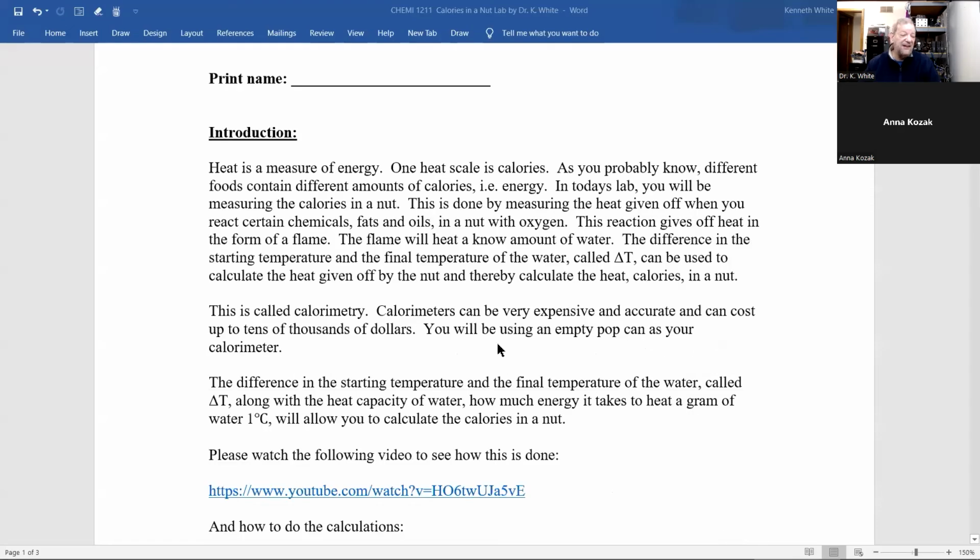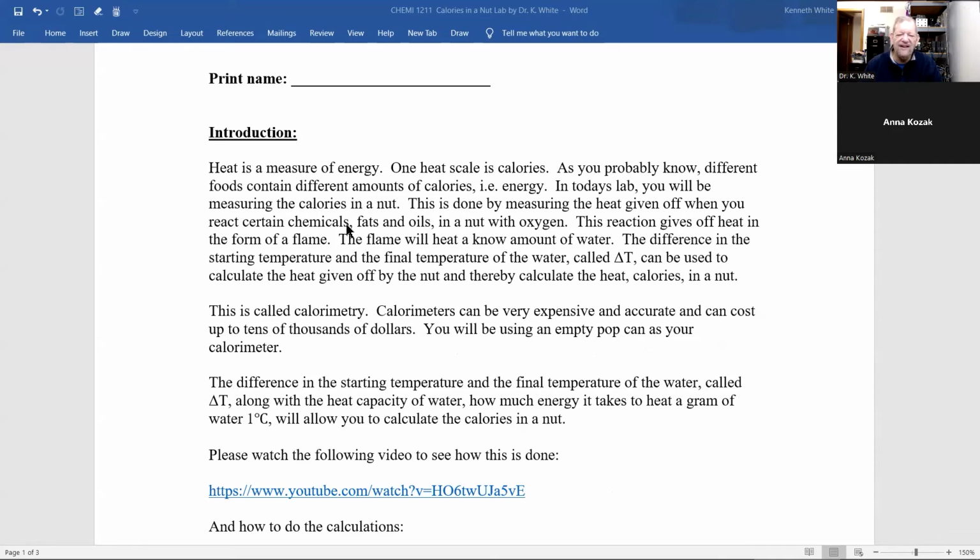Now, let's go back and look at the lab. Heat is a measure of energy. One scale is calories. And you've seen different foods have different calories, energy. In today's lab, since we're just doing it theoretically, we'll use a peanut or a nut, but normally we would have used it.